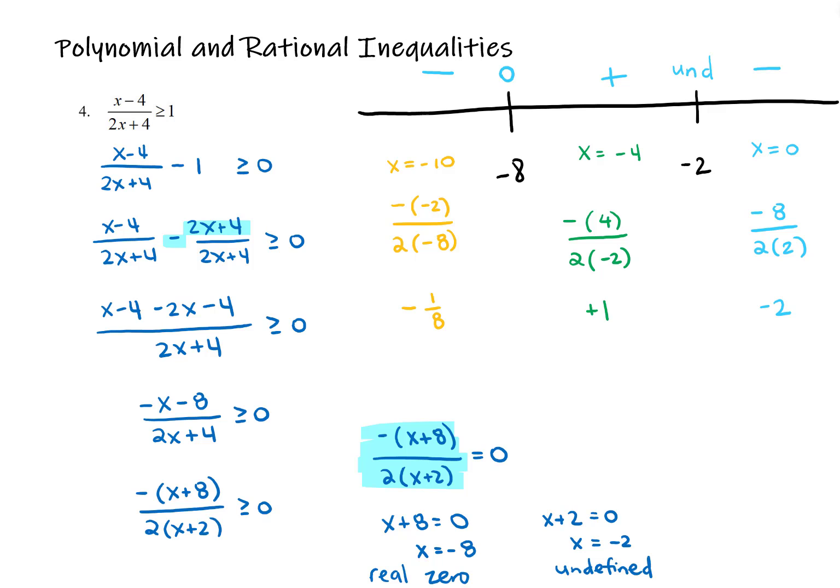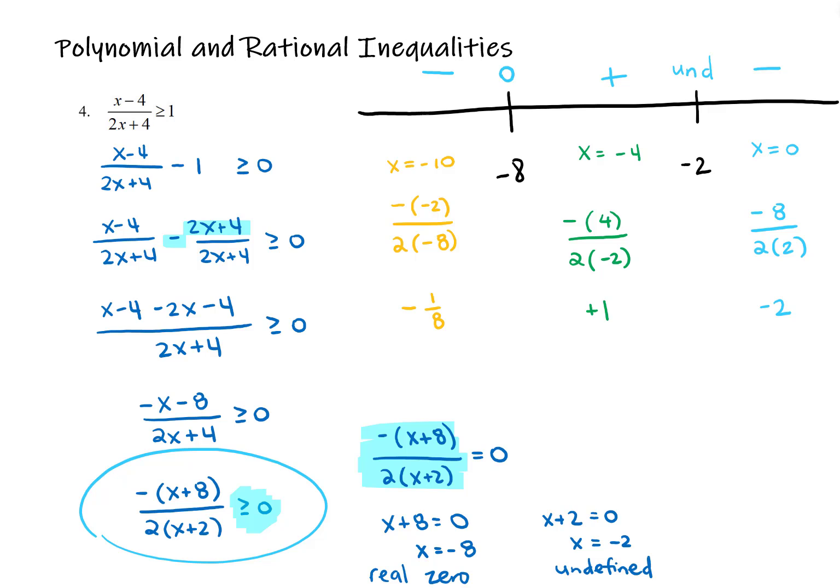Now, I want to look back at my inequality when I'm comparing it to 0, not when I'm comparing it to 1. So we're going to look back at the inequality over here. I want to say that my rational function is greater than or equal to 0. That means, because I'm looking for the greater than or equal to 0 portions, I'm looking to see where the function is positive and when it's equal to 0.